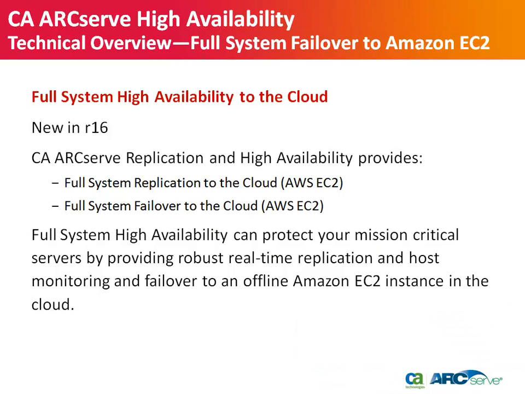New in CA Arcserve Replication and High Availability Release 16, CA Arcserve Replication and High Availability provides full system replication to the cloud and full system failover to the cloud. Full system high availability can protect your mission-critical servers by providing robust real-time replication and host monitoring and failover to an offline Amazon EC2 instance in the cloud.